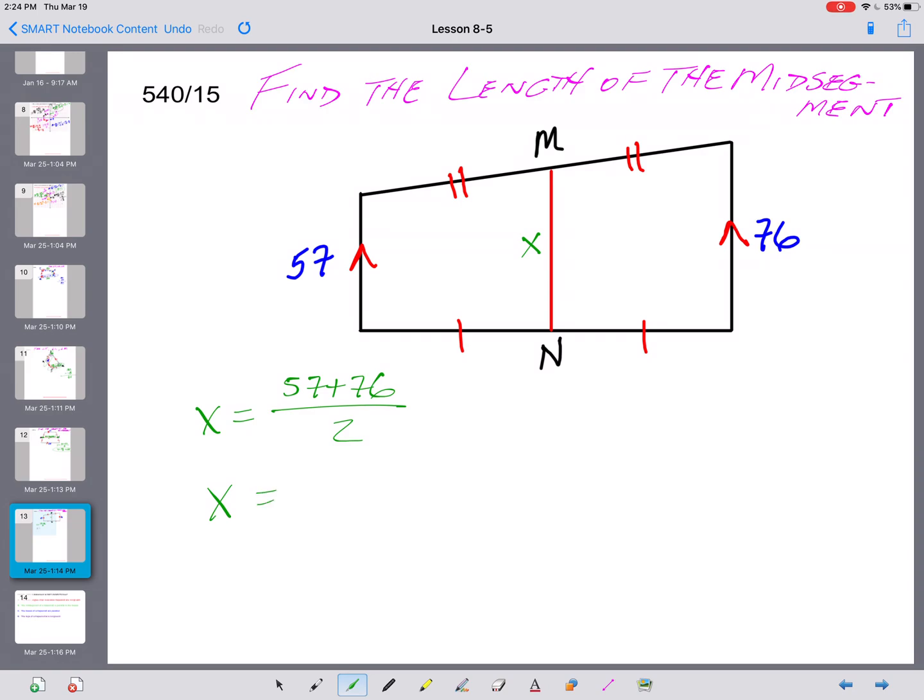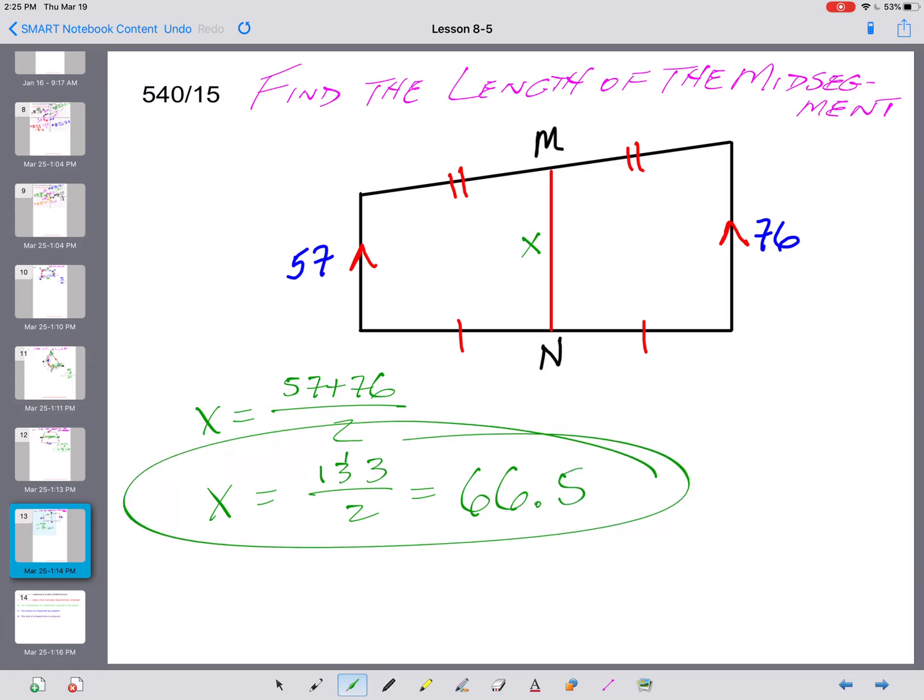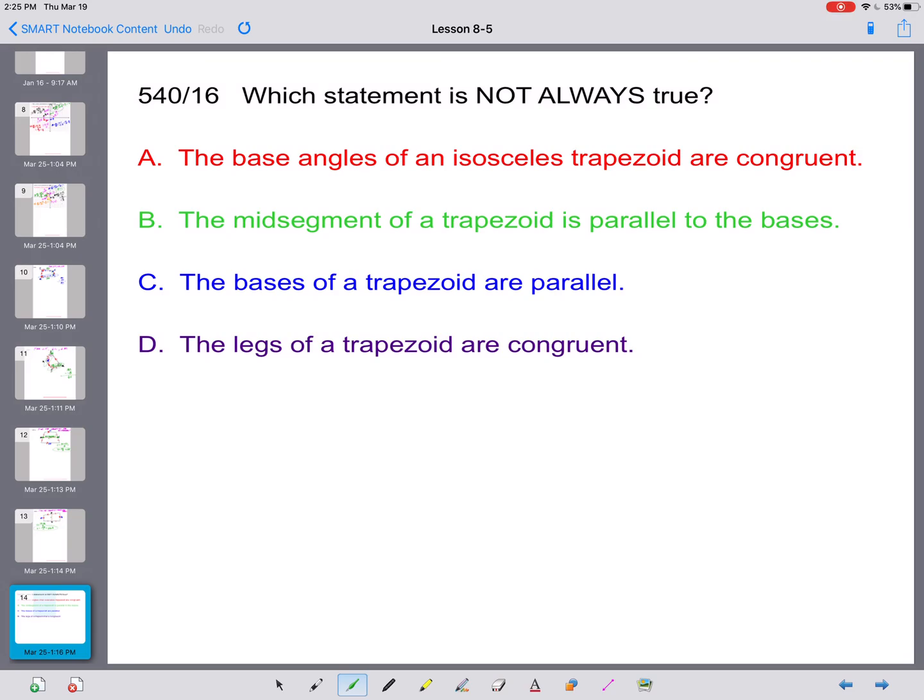What do we got there? Looks like we've got 3, carry the 1. That's going to be 12, and 1 is 13 over 2. Cut it in half, see what we got, huh? 133 divided by 2. Boom, there it is. 66.5 is our X. That's the mid segment right there. Number 15, we'll check on that. Yep, that's it. Okay, here we go.